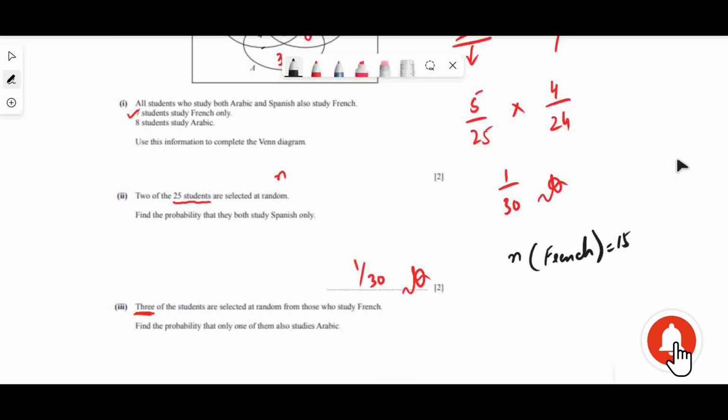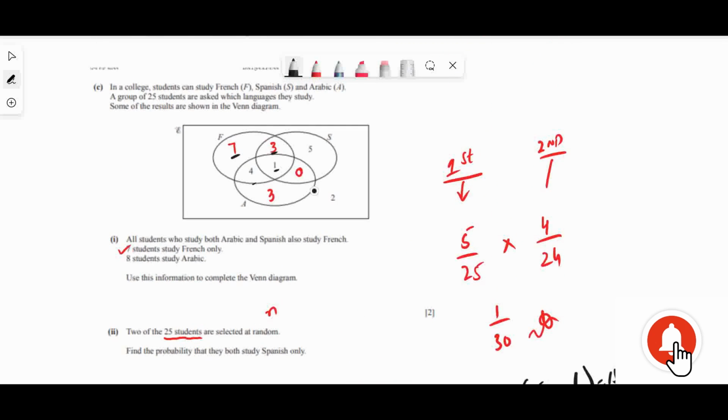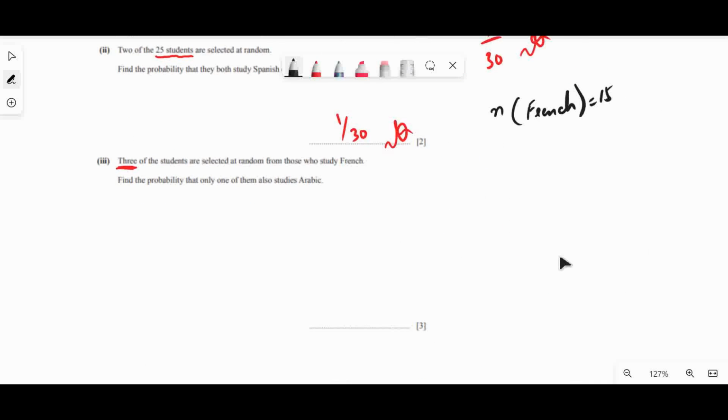They said to find the probability that only one of them also studied Arabic. So first of all, out of these 15, we can see that we have 4 students who have studied Arabic. And if we add this one also, we will have 5 students who have studied Arabic. So we will have the total number of possibilities for those who have studied Arabic.